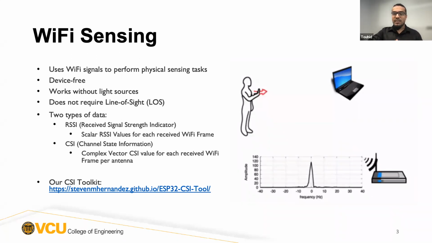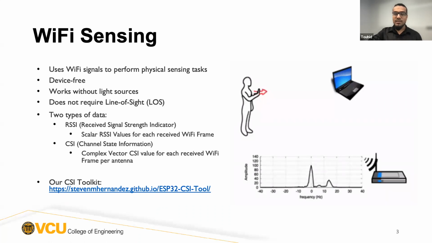In the right side animation, we can see how the received signal fluctuates depending upon a hand movement within the plain Wi-Fi transmission line in between a Wi-Fi router and a user device. We can analyze these sorts of properties using two types of data from Wi-Fi capable devices. One is scalar received signal strength indicator, or RSSI, and the other is a complex vector format named channel state information, or CSI.